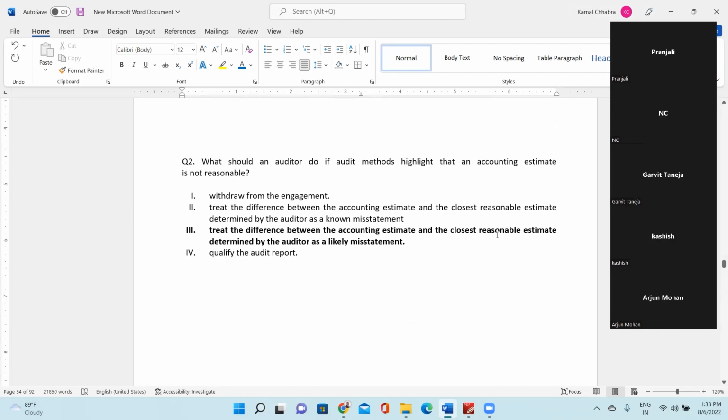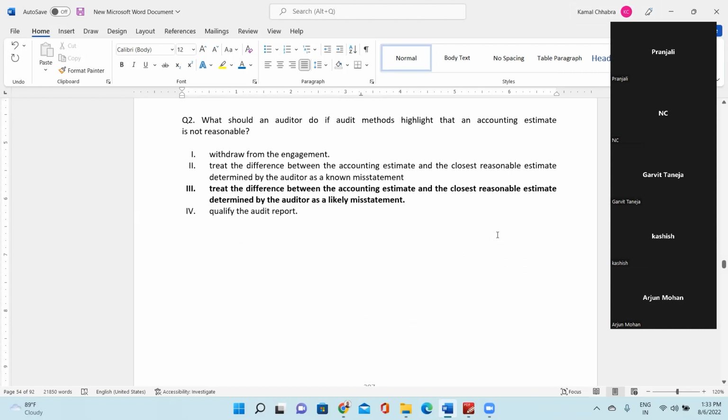So second question. What should an auditor do if audit methods highlight that an accounting estimate is not reasonable? What should an auditor do if accounting estimates are identified as not reasonable? One is withdraw from the engagement. Second is treat the difference between the accounting estimate and the closest reasonable estimate determined by the auditor as a known misstatement. Third is treat the difference between the accounting estimate and the closest reasonable estimate determined by the auditor as a likely misstatement. And fourth is qualify the audit report. What course of action should the auditor take?